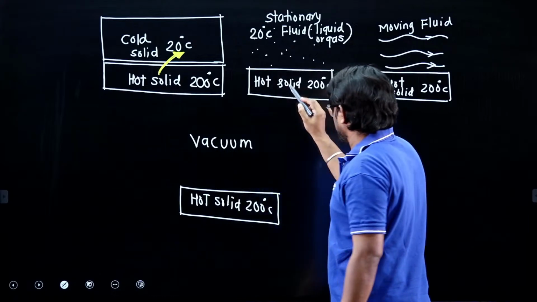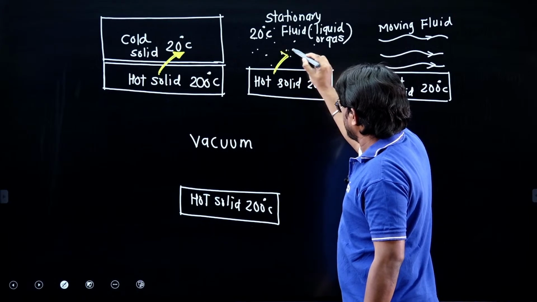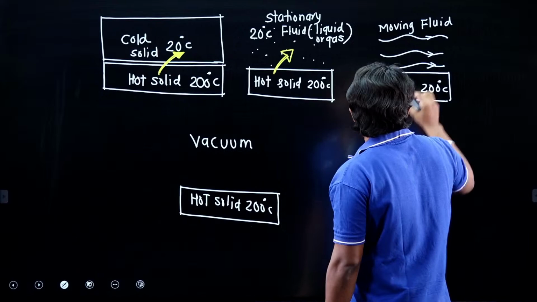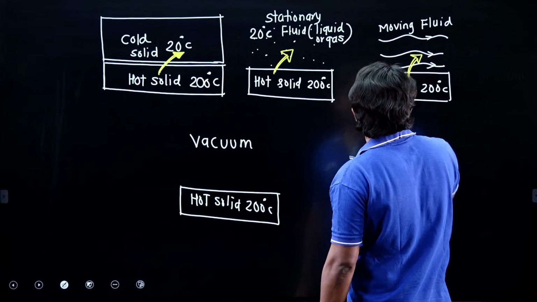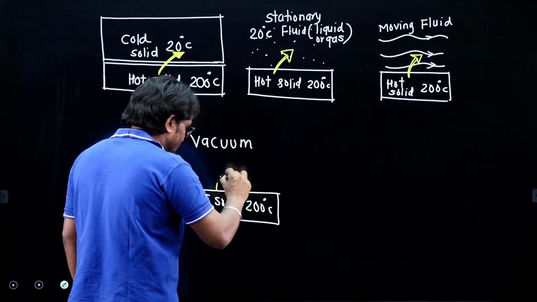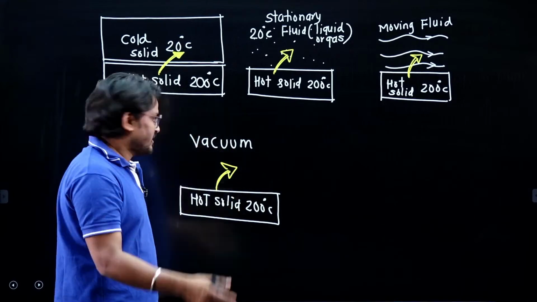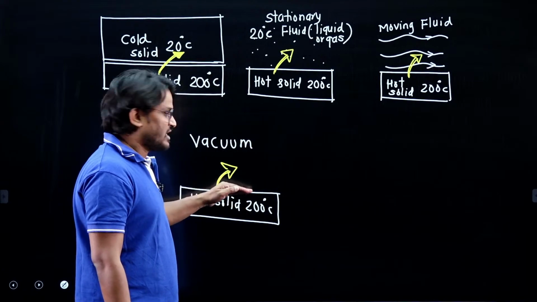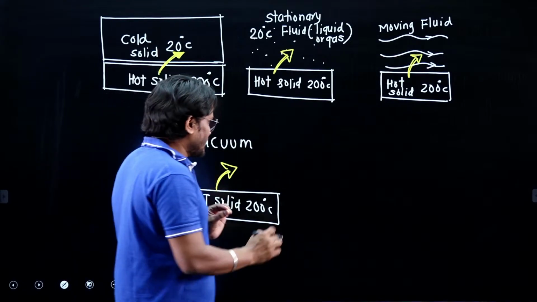Now here it is a hot solid, 200, and this is 20 degrees. Here also the air will get heated. Here also it's a moving fluid, and the fluid gets heated. Now in this case the hot solid will lose energy. With the vacuum, nothing will get heated, but this solid will lose the energy. So please listen carefully.